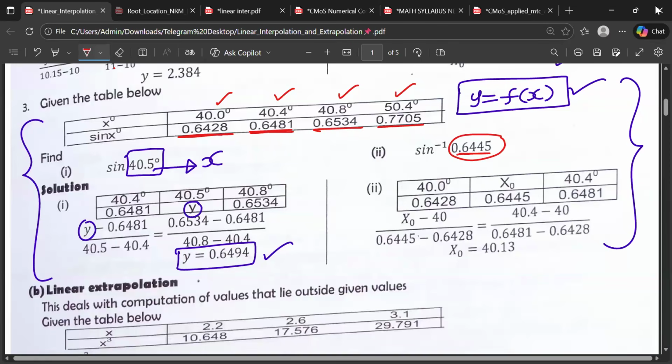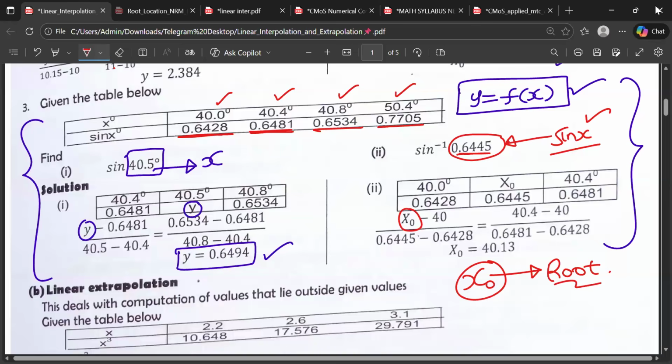So you just realize that this value has been given for sure. It's resembling the value of sine x. So the question has provided sine x and it wants us to get the corresponding value of x. Someone may ask, why are they putting x naught everywhere? They are doing that because they are trying to show you that it is a root, but we shall see that when you reach that topic. Don't mind. But even if you just put x, it is very okay.